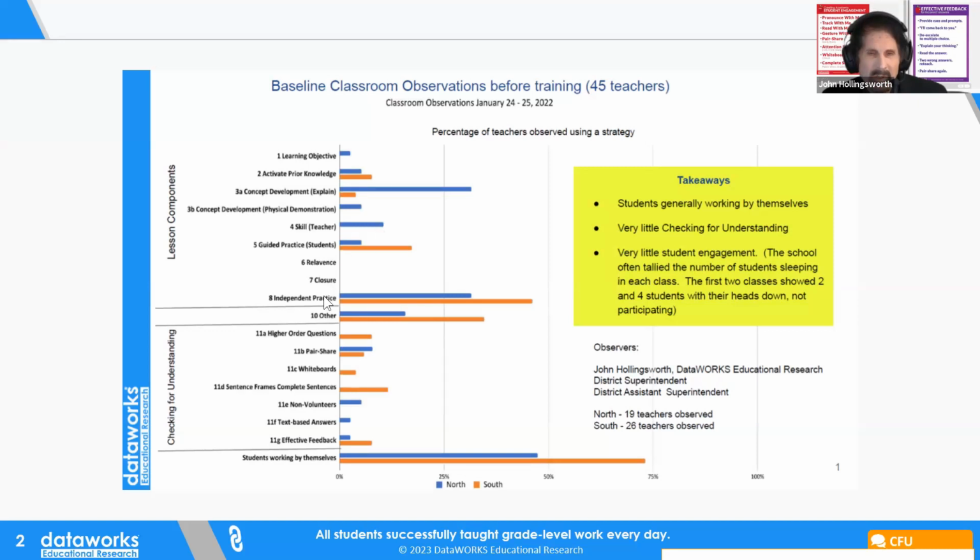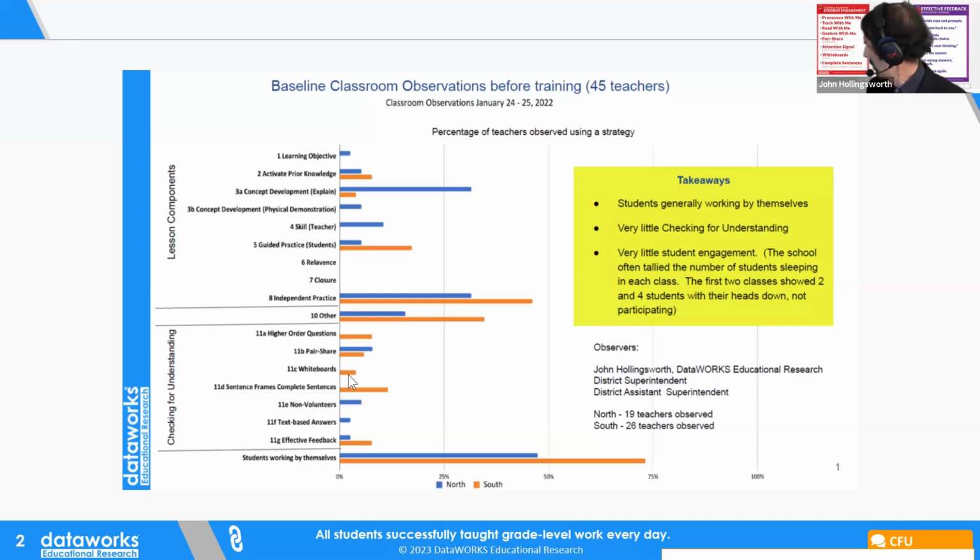And so if we even go down here, independent practice, a large number of students were just working by themselves doing independent practice. And then let's look at now some of the delivery strategies, all right? Asking higher order questions. One school had 0, and the other had maybe 10%. Pair shares. Did we pair share with our partners to practice our information, to be ready, to help ourselves learn, to help remember? Almost not used, just a couple of teachers.